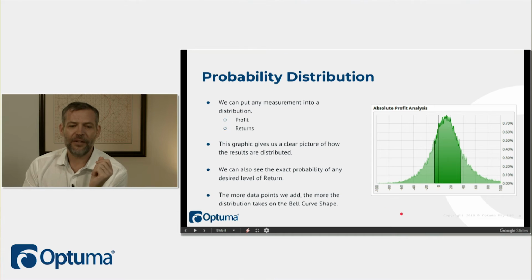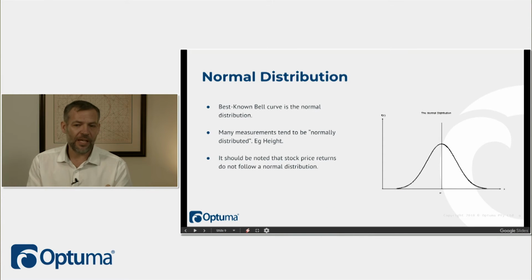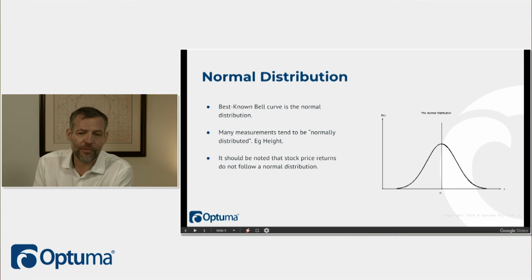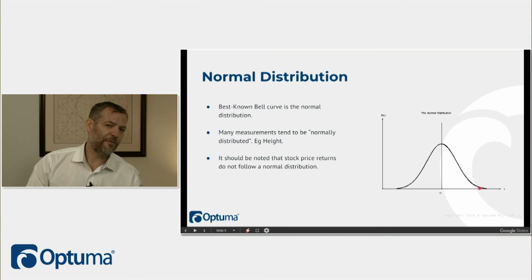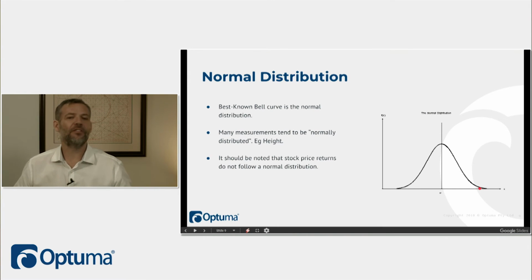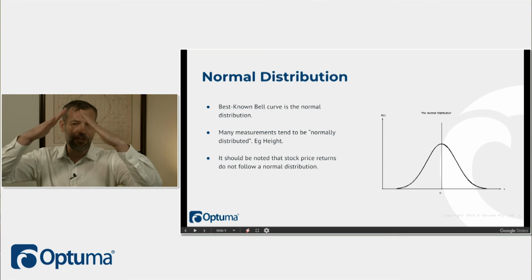The more data points we add, the more the distribution takes on the bell curve shape, which is the standard Gaussian normal distribution. So again, normal distribution here, best known as the bell curve, or Gaussian distribution is another name that it's often referred to. Many measurements tend to be normally distributed, meaning that if you take measurements of people's heights, you're going to get an average height, and you're going to find there is a distribution, and it's pretty even on both sides. When you get like 1 foot taller and 1 foot shorter than the average, that's pretty much about the same coming up to them.